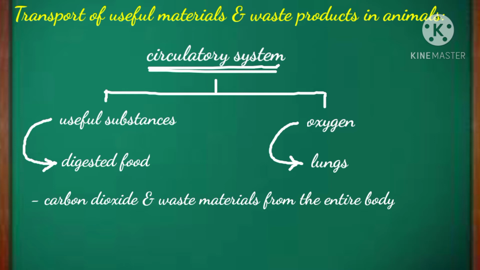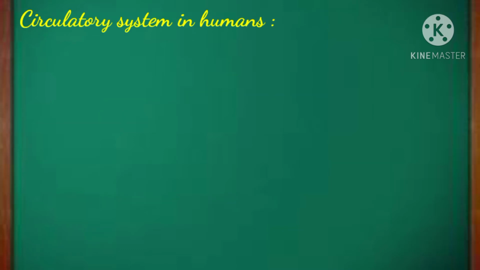So, the circulatory system plays an important role in transporting the useful substances and oxygen to all the parts of the body, and it also collects the unwanted, that is waste materials and carbon dioxide from the cells. So, for carrying out all this process, the blood has to circulate in the body all the time. The process of pumping blood constantly by the heart through the blood vessels to various parts of the body and back to the heart is called circulation.